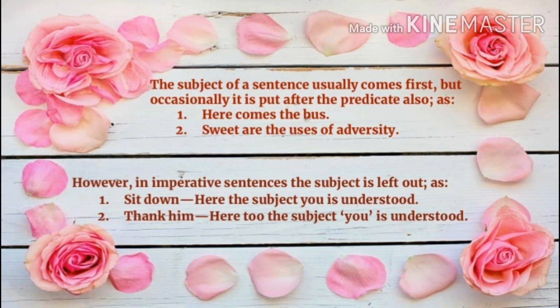Secondly, however, in imperative sentences, the subject is left out as seen in the example. Sit down. It is an imperative sentence. Here, the subject you is understood. It is missing in the sentence, but you is the subject which is understood. Similarly, in the second example, thank him. Here, the subject you is understood. Even though it is not written in a sentence, the subject you is understood by the readers in imperative sentences. These 2 are the exceptional usages of subject and predicate in a sentence. Hope you are clear about the parts of sentence as subject and predicate.